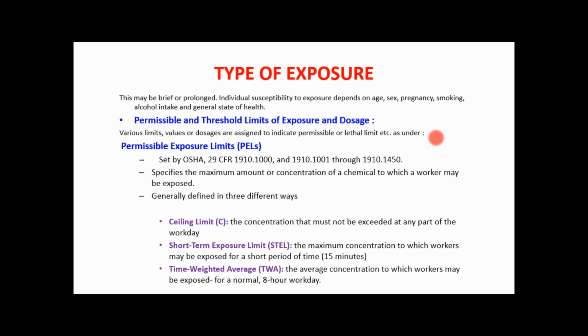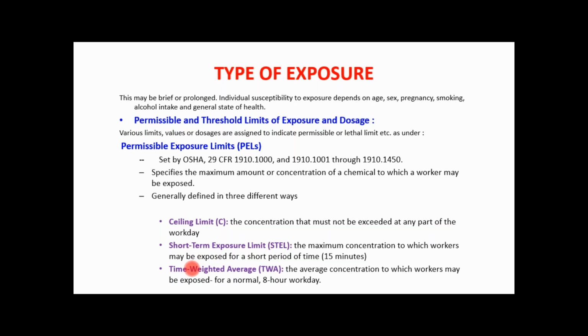It is nothing but the maximum permissible exposure limit for that particular toxic chemical which can be inhaled, which can be deposited in your body up to that limit only. If that limit is exceeded, then we have to go for a particular treatment which is guided by medical experts. It specifies the maximum amount or concentration of a chemical to which a worker may be exposed. So generally it is defined in three different ways. PEL can be defined as a ceiling limit, as STEL, or as TWA.